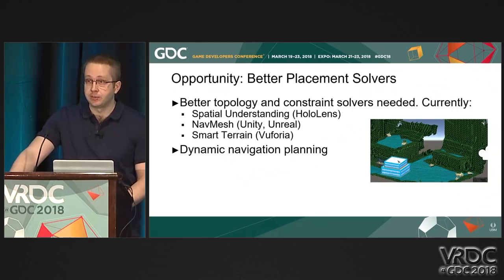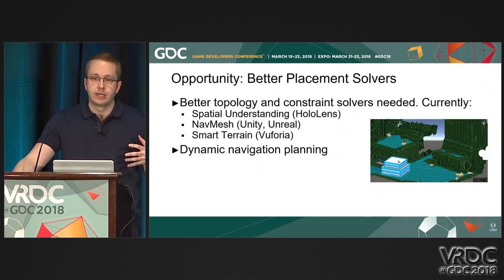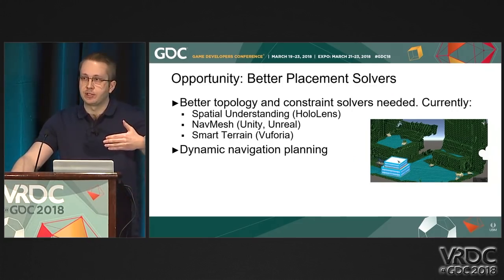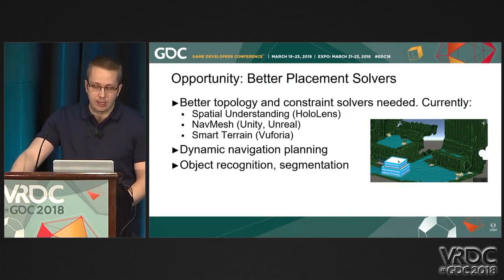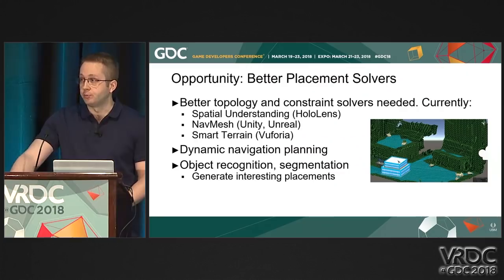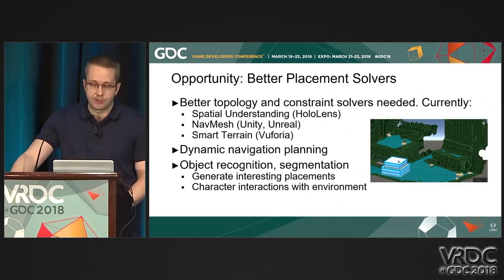Dynamic navigation planning is a big thing, being able to incorporate new areas that are scanned dynamically into a much more robust nav mesh type system. I think that doesn't really exist off the shelf yet. And the big one is object recognition and segmentation to provide context. That will allow you to do more interesting and relevant placements around the room or whatever area you're in, and of course, facilitate character interactions with the environment.